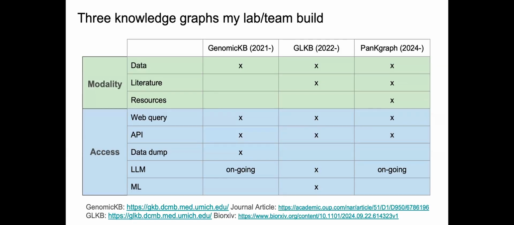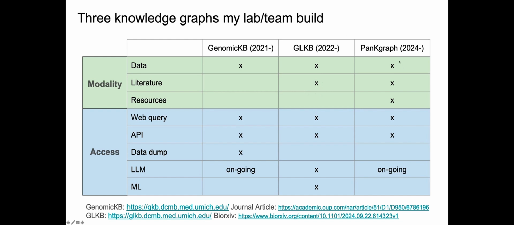Next, I would like to describe the other 2 knowledge graphs we built before PanKgraph. One is called genomic KB, one is called genomic literature KB. Both of them were built a few years before PanKgraph. We really gained a lot of experience, and many of the functions really served as a prototype for PanKgraph. They are different. So in terms of modality, the first knowledge graph, genomic KB, started in 2021. It's really focused on genomic data integration. And then in 2022, we started GLKB that added the PubMed literature.